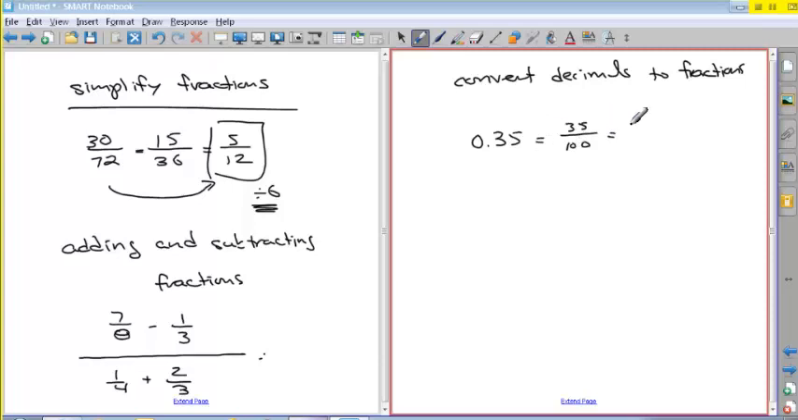And then you simplify it by finding a common factor, in this case 5, so you get 70 over 20. So make sure you show the steps in between.